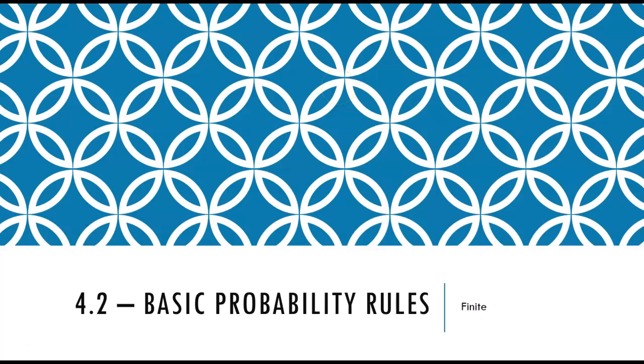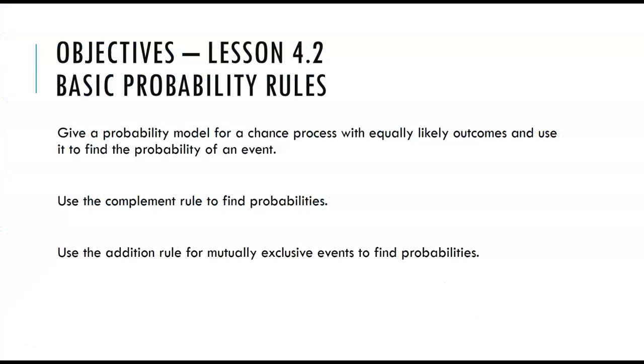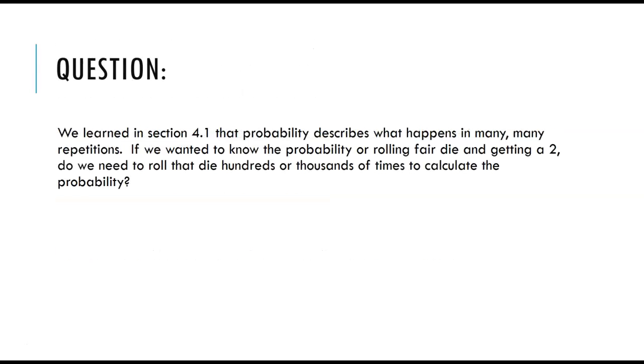Hello, today's video will cover basic probability rules, which is lesson 4.2. Our objectives for today are for you to be able to give a probability model for a chance process with equally likely outcomes and use it to find the probability of an event. We want you to be able to use the complement rule to find probabilities and use the addition rule for mutually exclusive events to find probabilities.